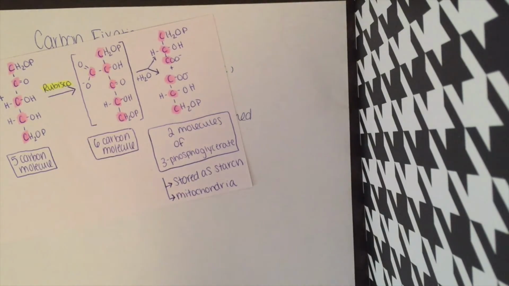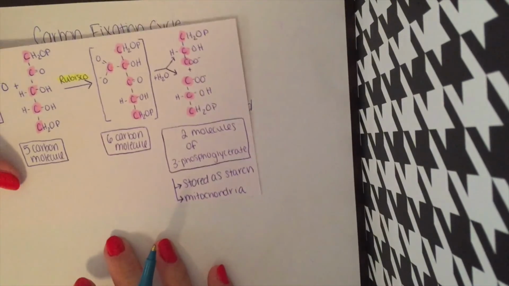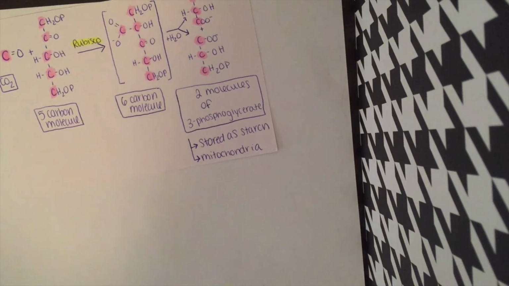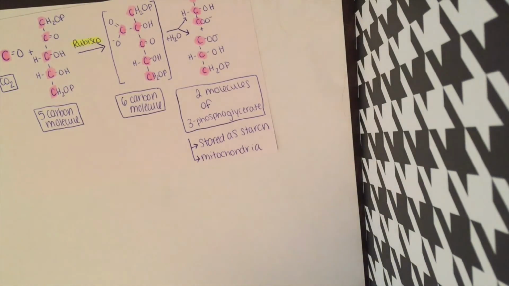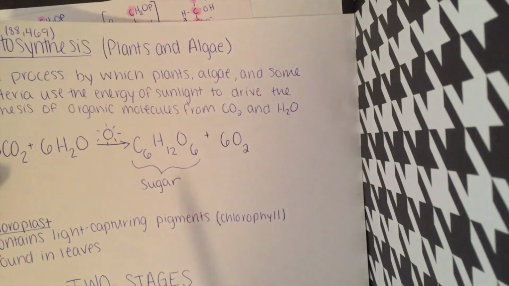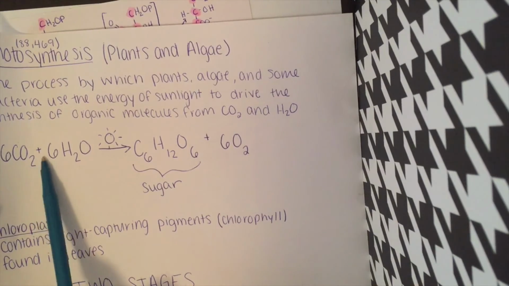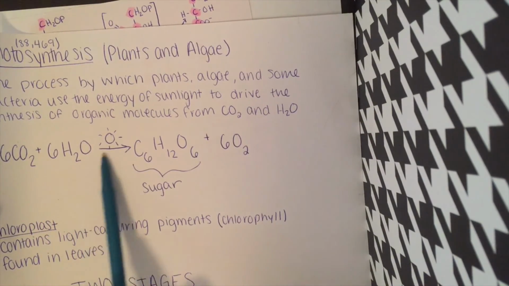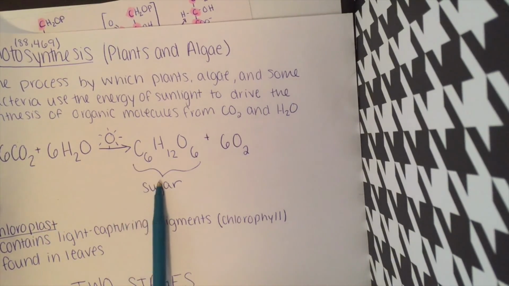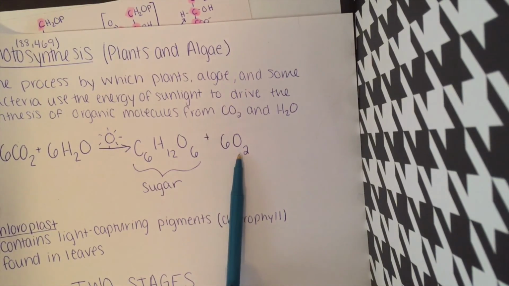So, in total, that kind of sums up photosynthesis. I know it seems like a lot, but just watch the video over and over again until it really starts to make sense to you. And now we can look again back at the overall equation. We have 6 CO2 plus 6 H2O, catalyzed by sunlight, makes sugar and 6 O2.